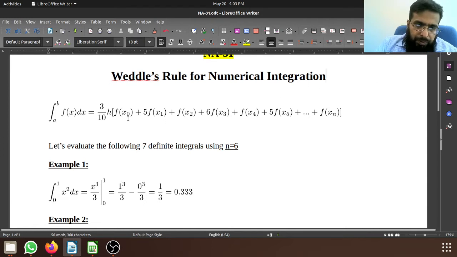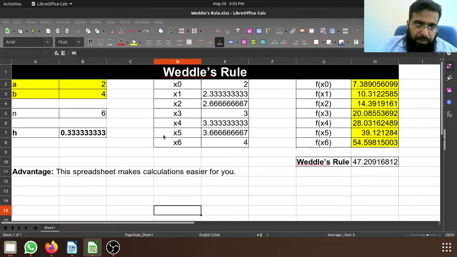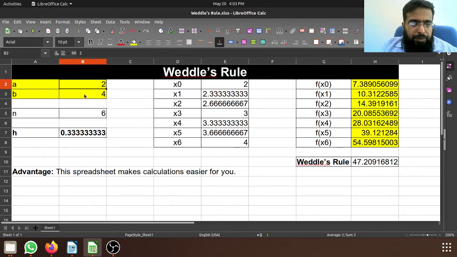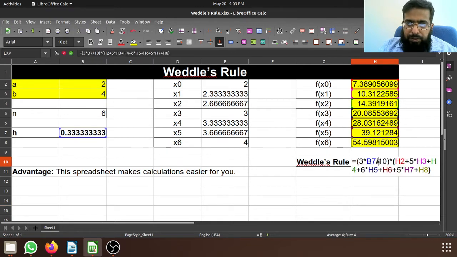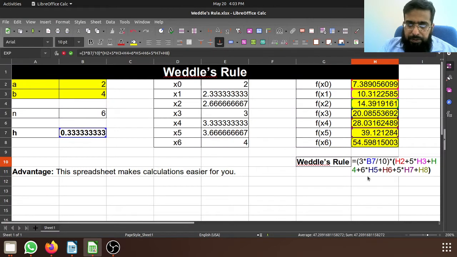So in order to evaluate it, we have developed a spreadsheet like we developed for Simpson's rule, so that we can make calculations quickly. The advantage of this spreadsheet is that it makes calculations easier for you. You put a here, you put b here, and the formula that we discussed is implemented here: 3h over 10, f2 plus 5 f3 plus f4, and so on, right?